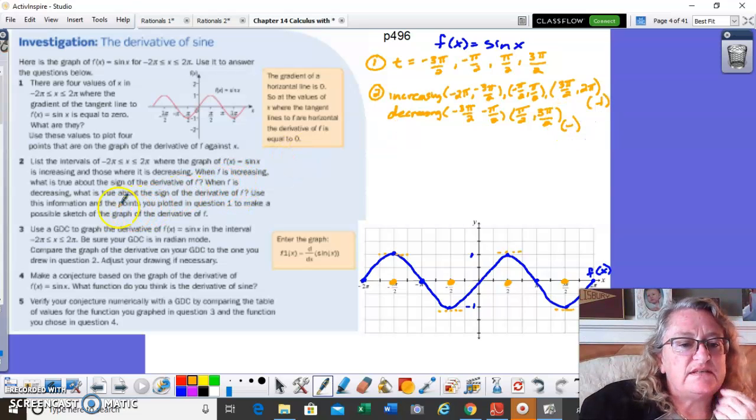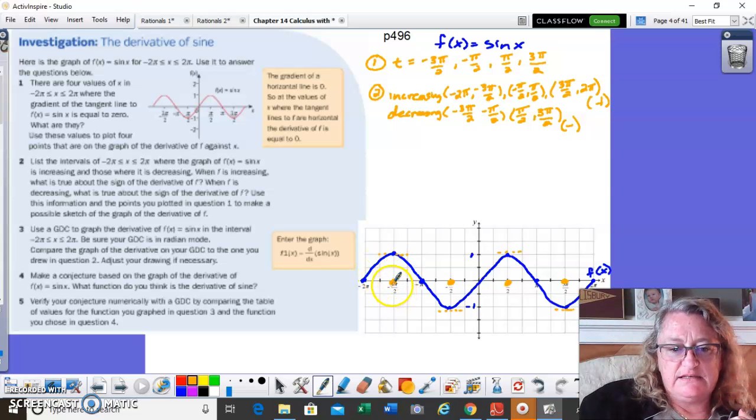Okay? Use this information and the points you plotted in question 1 to make a possible sketch of the graph of the derivative. So we said this thing here is going to be below the x-axis, like that. And we said because we're increasing from here to here, it's going to be above the x-axis. It's decreasing here to here, so it's going to be below. And then that's going to be above.